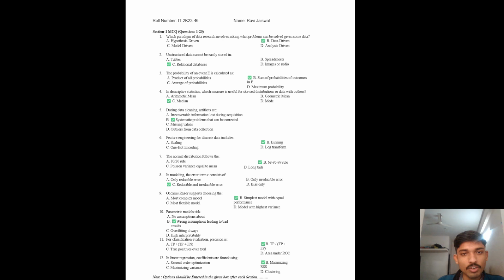And the probability of an event is calculated as. Correct answer is B, sum of probabilities of outcomes in E. For example, tossing a coin, the probability will be the sum of probabilities of outcomes in E, if one time it comes head and another time it comes tail. So the answer is B.